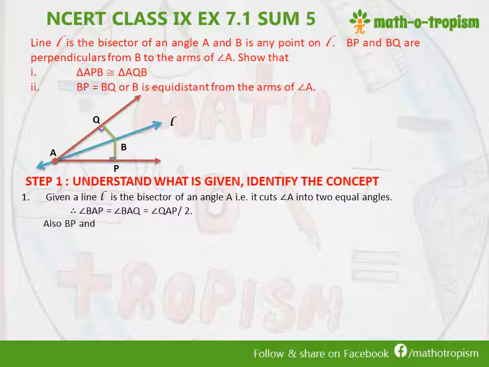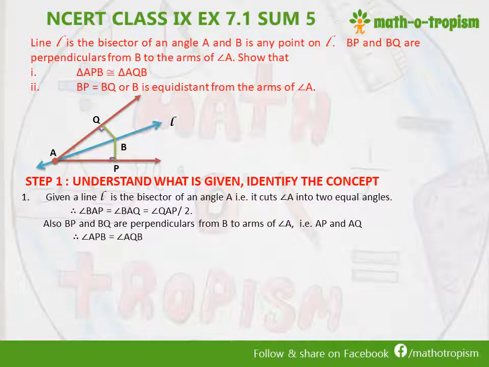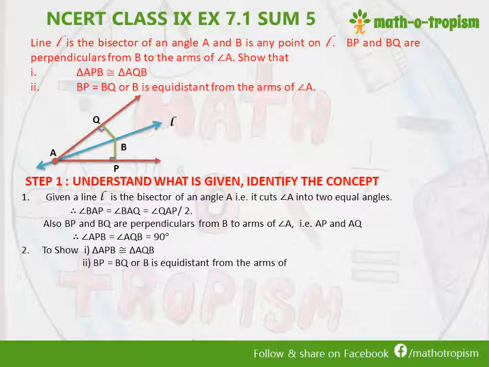They have also given that BP and BQ are the perpendiculars from B to the arms of angle A, which means that AP and AQ are the arms, which also means that perpendiculars means 90 degrees. So angle APB is equal to angle AQB, which are both equal to 90 degrees. We need to show that triangle APB is congruent to triangle AQB and also BP is equal to BQ. That means the distance of the point B from both the arms AP and AQ are the same.